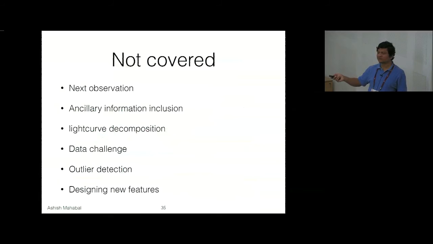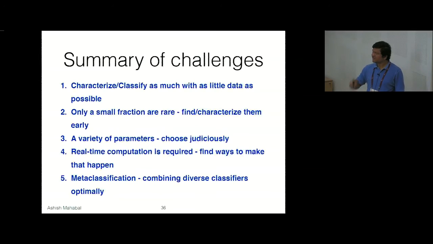I have not covered many of the challenges, of course, which will come about later in this week, like light curve decomposition, data challenge, and outlier detection and so on. So I'll leave you with the summary of challenges. What we are trying to get to is to characterize and classify as much with as little data as possible. That's really the aim that we have.